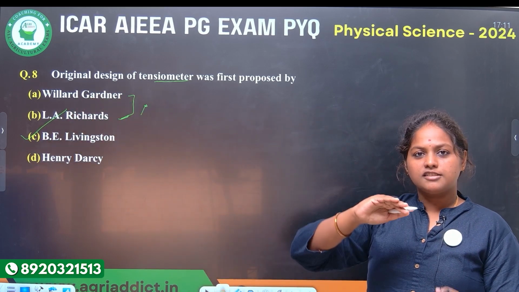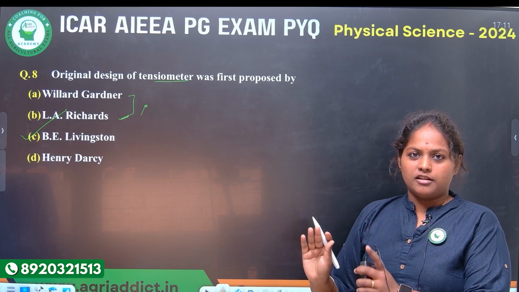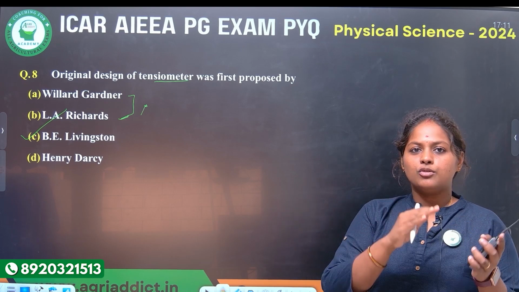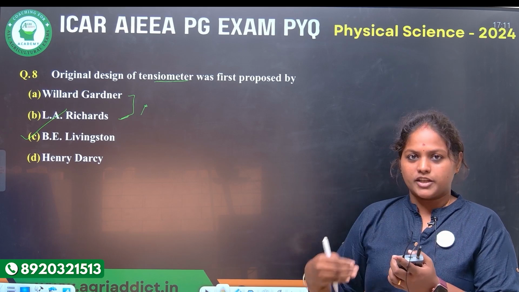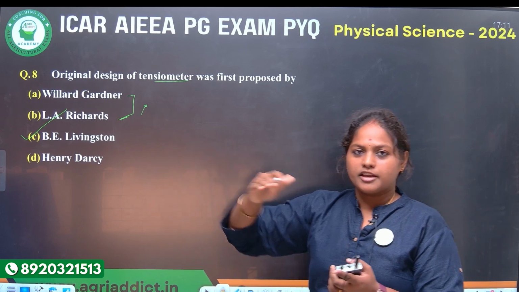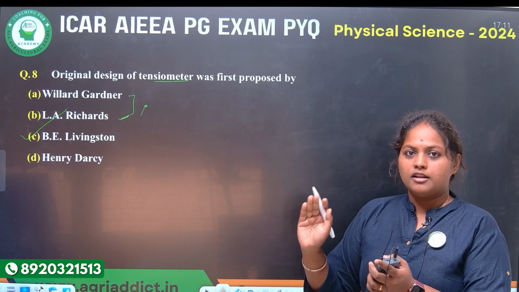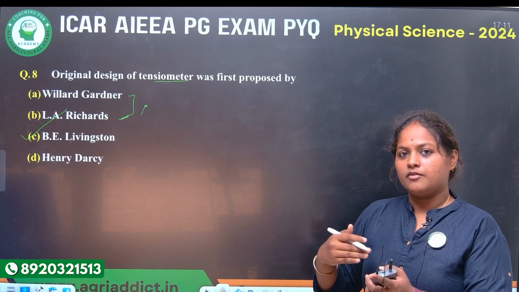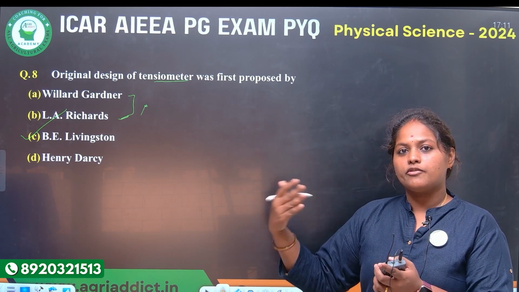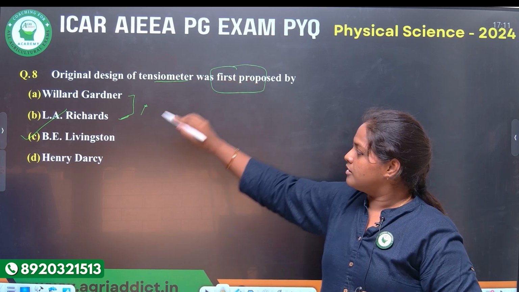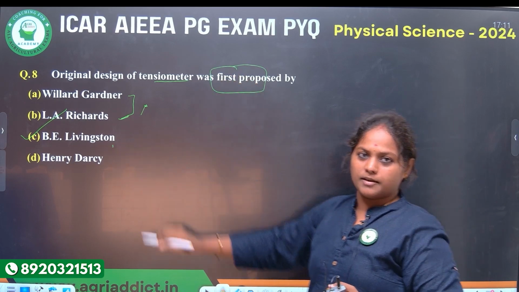Well before Richards and Gardner, just forget about the year when they developed it, and just remember the sequence. Who came first and who came next. So first Livingston came and he gave one design for the tensiometer. Later on Richards and Gardner came and took the design, modified it further and gave the final output. So here they are asking who first proposed it. So we should keep Livingston here.